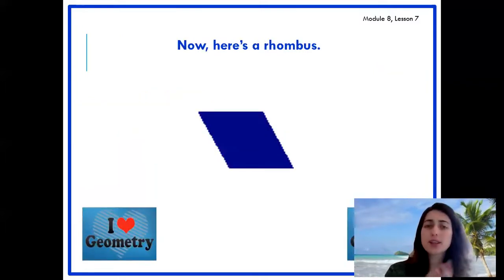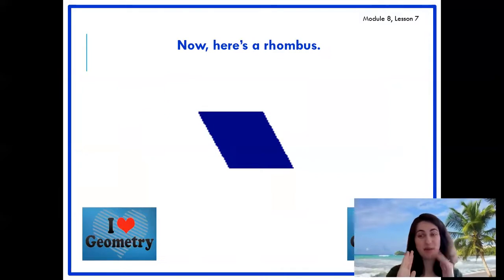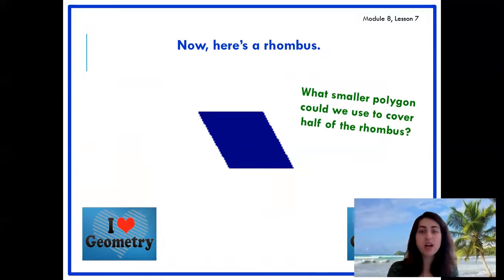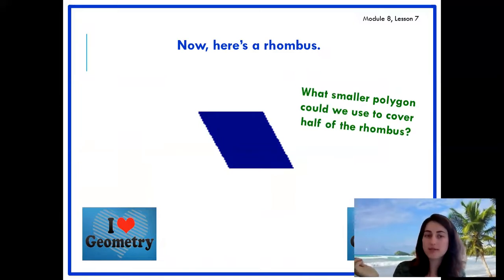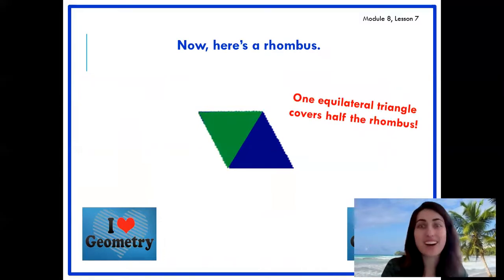Now, let's look at this rhombus right here. A rhombus is like a parallelogram, but all the sides are the same exact length. So if we look at this rhombus, what smaller polygon could we use to cover half of the rhombus? See if you can visualize it in your head. See if you can visualize if there's 2 parts. Ooh, 1 equilateral triangle covers half the rhombus.